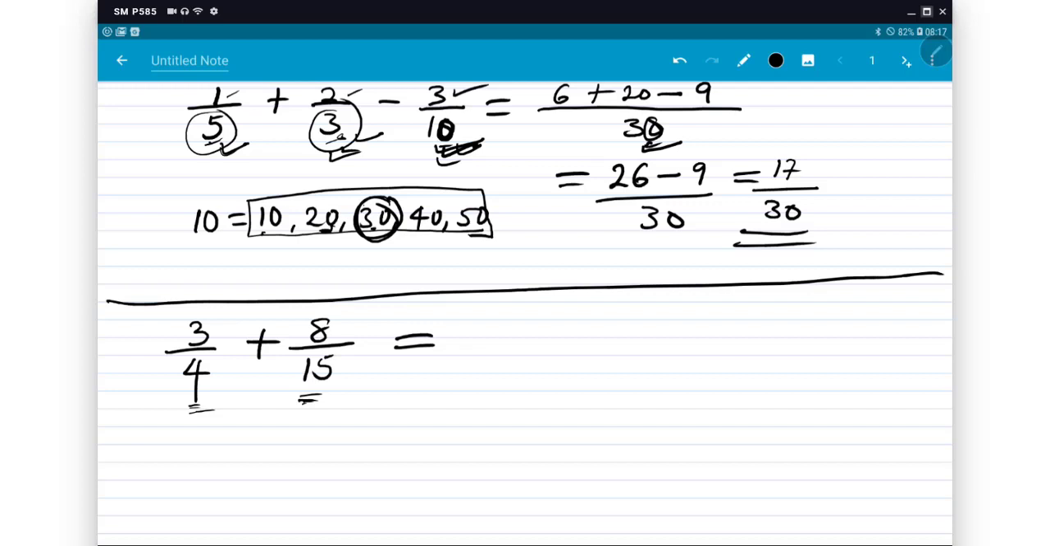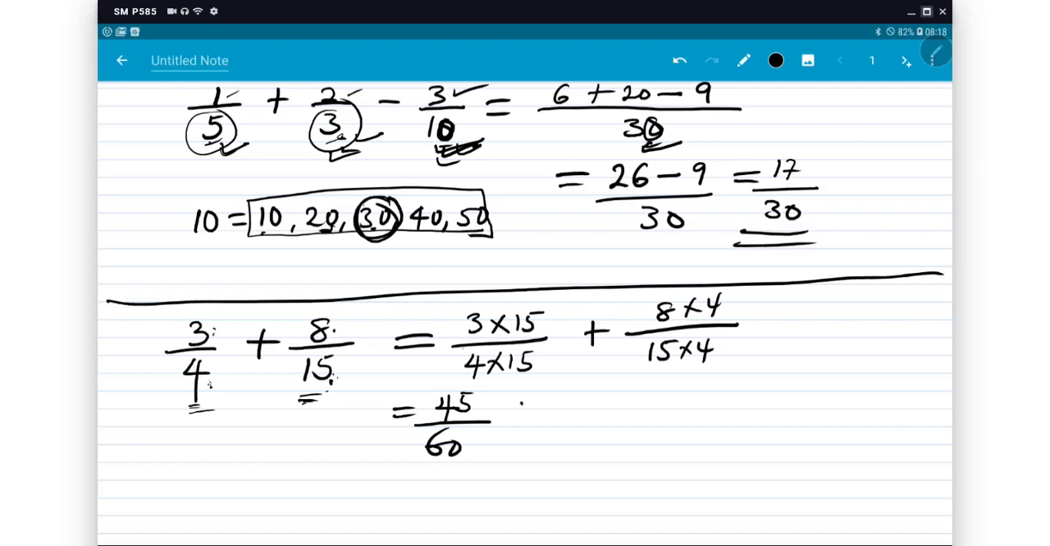Alright, and what I would do is multiply this one by 15, multiply this one by 4, and I'll make them equal. Because I know once the denominators are the same, the LCM will be that same denominator. So whatever I do to 4, I must do to 3, and whatever I do to 15, I must do to 8. If I multiply 4 by 15, then I must multiply 3 by 15. Same, if I'm multiplying my 15 by 4, I must multiply 8 by 4. So this gives me 45 over 60 plus 32 over 60.